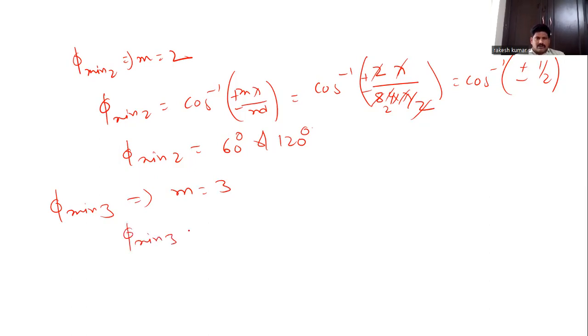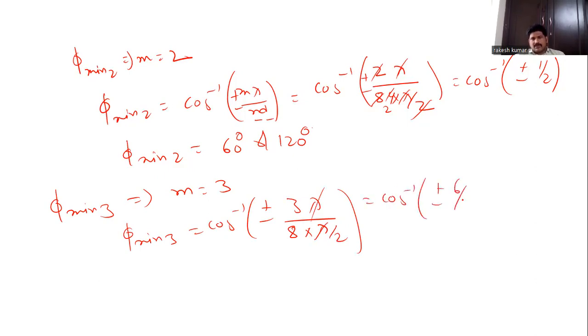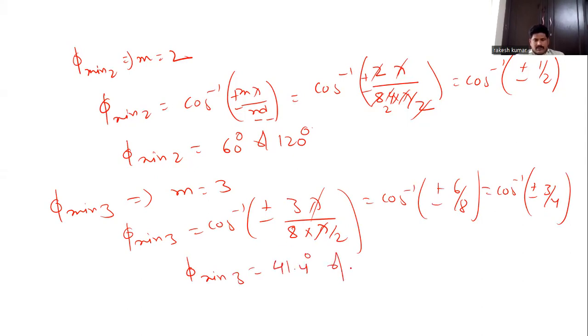So phi minimum 3 is equal to cos inverse of plus or minus 3 lambda by n, where the value of n is 8 and the value of d is lambda by 2. So lambda gets cancelled, that is equal to cos inverse of plus or minus 6 by 8, or cos inverse of plus or minus 3 by 4. So what is the value of phi minimum 3? Phi minimum 3 is equal to plus or minus, that is 41.4 degrees and 138.6 degrees.